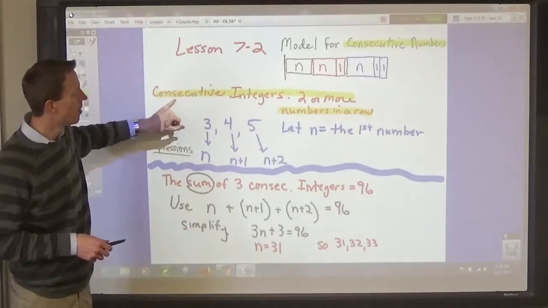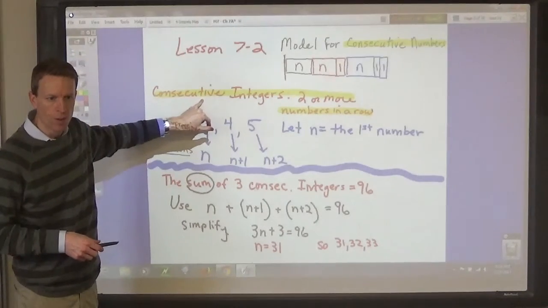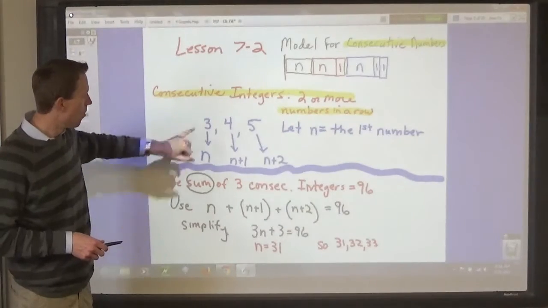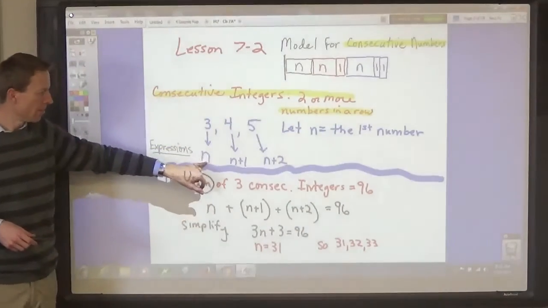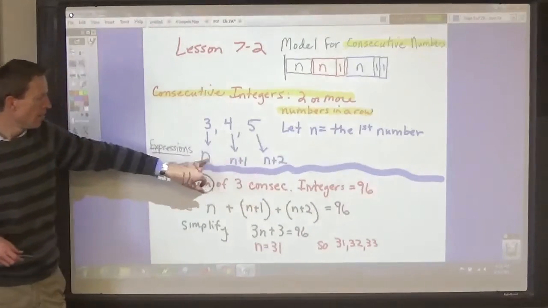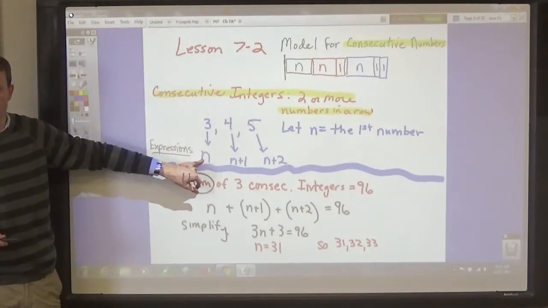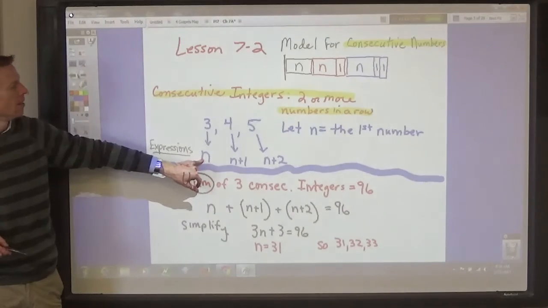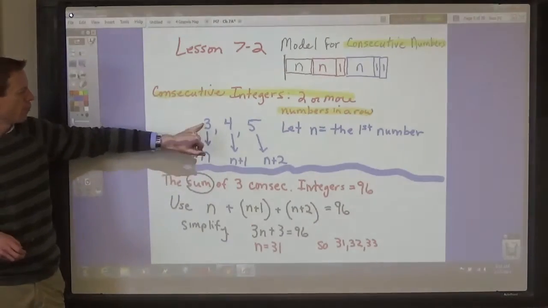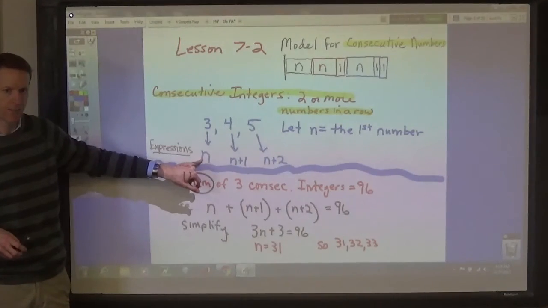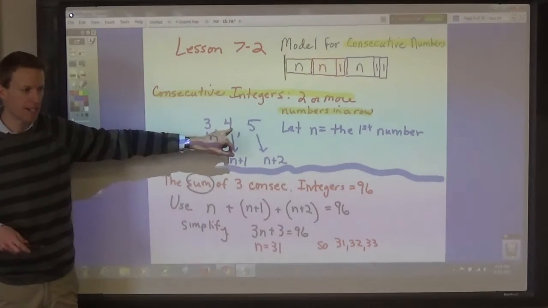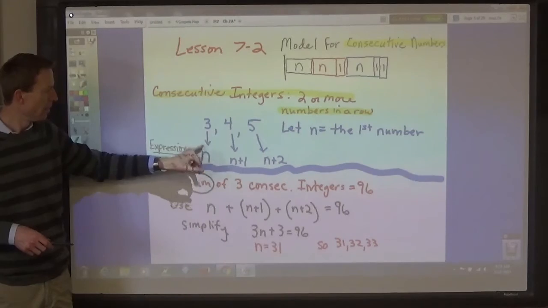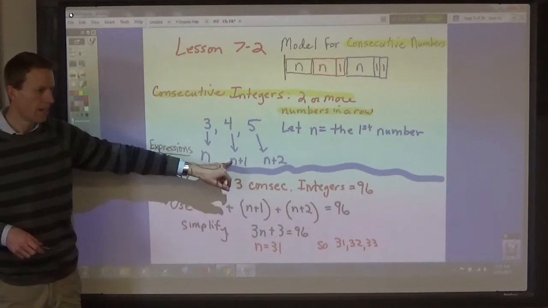And so these are numbers in a row, okay? What we'll do is assign the value n to this, and n will be our first integer in the row. And so if n is the first one, then n plus 1 is the expression for the second one. n and n plus 1.